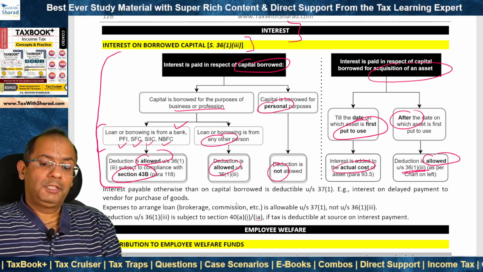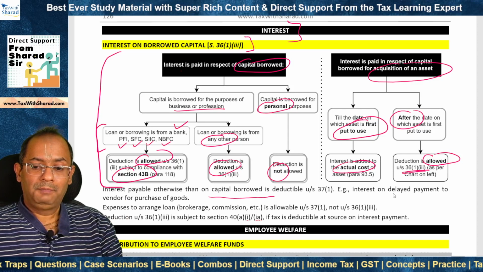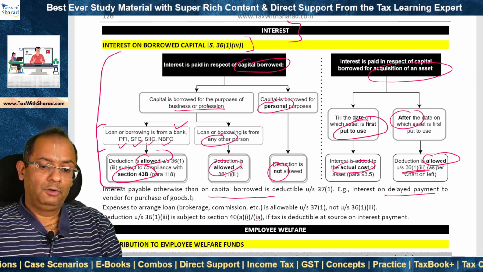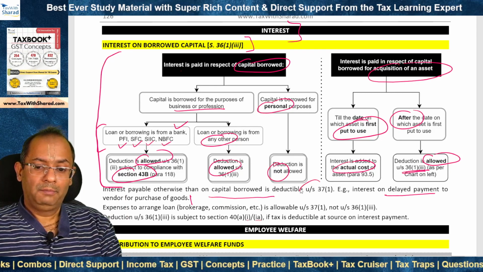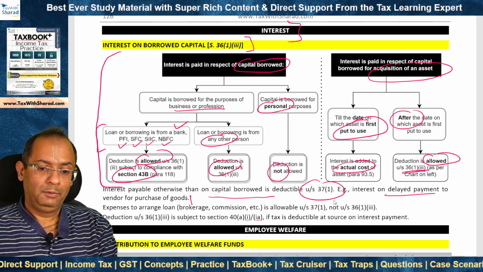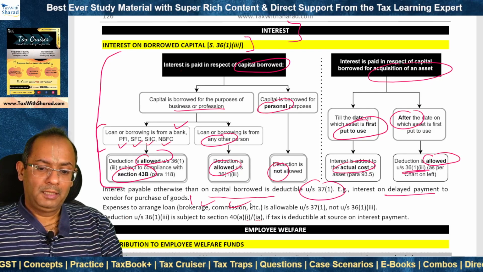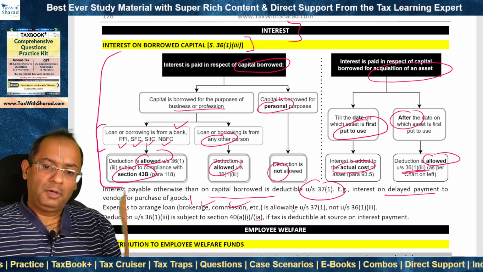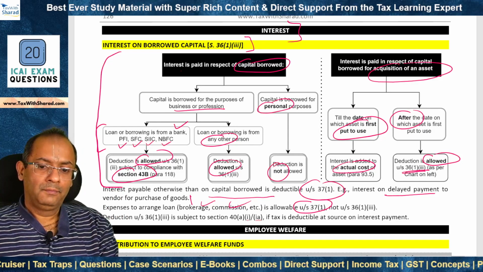What about interest which is payable but not on capital borrowed? For example, interest may be payable on delayed payment to vendor for purchase of goods. In such case also deduction is allowed not under this provision but under the general deduction provision of 37(1). What about expenses to arrange the loan, brokerage commission, etc.? It is deductible not under this provision but under the general deduction provision of 37(1).